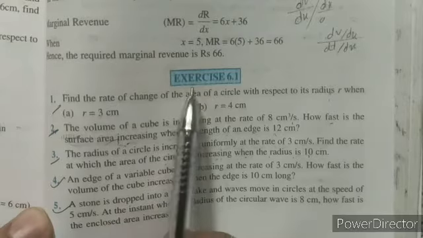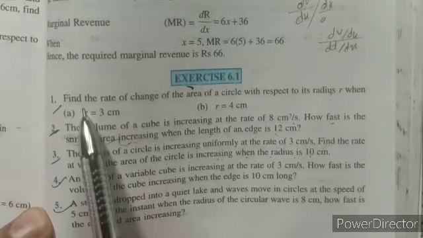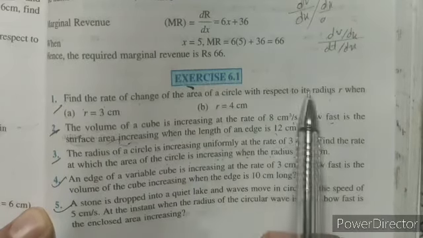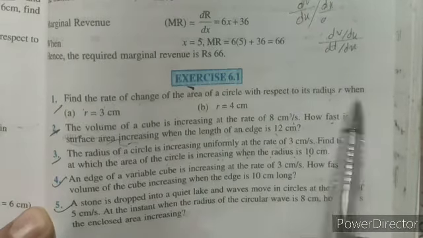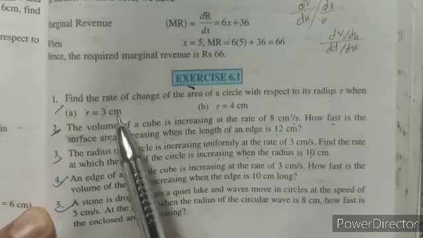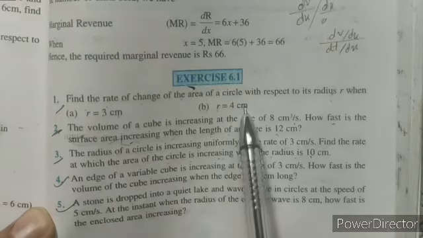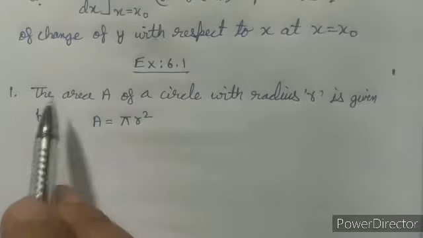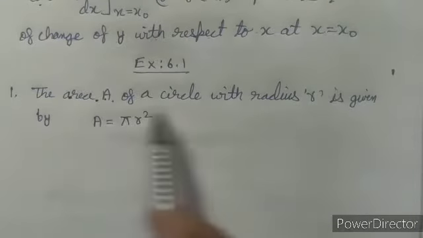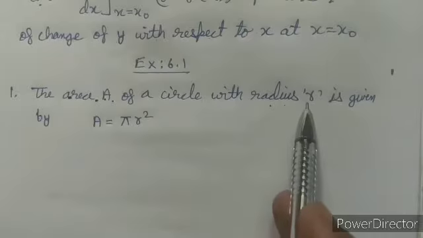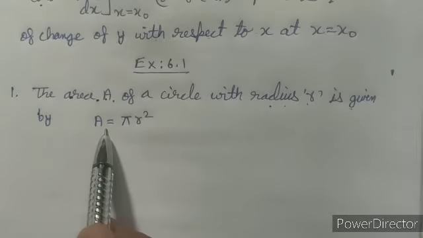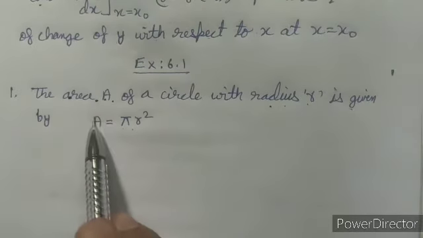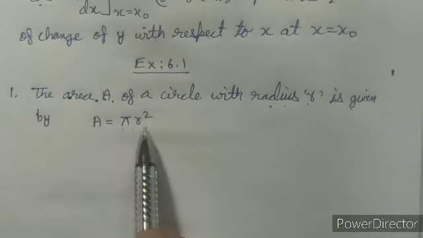Now in exercise 6.1, our first question is, find the rate of change of area of a circle with respect to radius r when r equal to 3 centimeter and b part is r equal to 4 centimeter. So I am doing the a part of it. Now the area of circle A with radius r is given by A equal to pi r square. We have to find out the rate of change of area with respect to r.